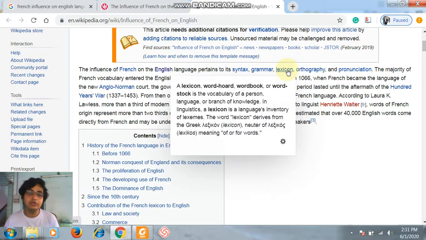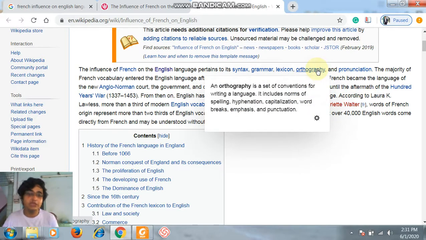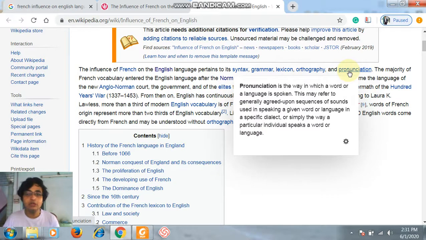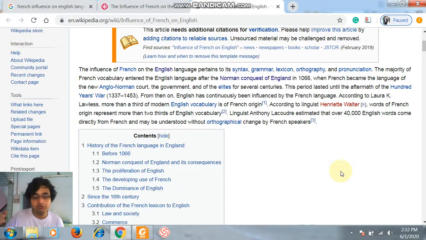lexicon means basically word book or word stock, that is vocabulary, as well as orthography. Orthography is basically writing conventions that include hyphenation, spelling, and of course pronunciation, the way a language is uttered, a language is spoken. So we can see that the influence of the French language on the English pertains to its syntax, grammar, lexicon, orthography, and pronunciation. So it changed the English language in its lock, stock and barrel.